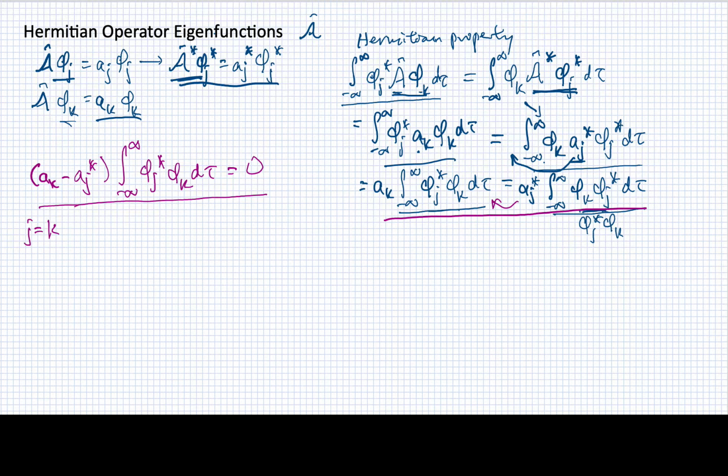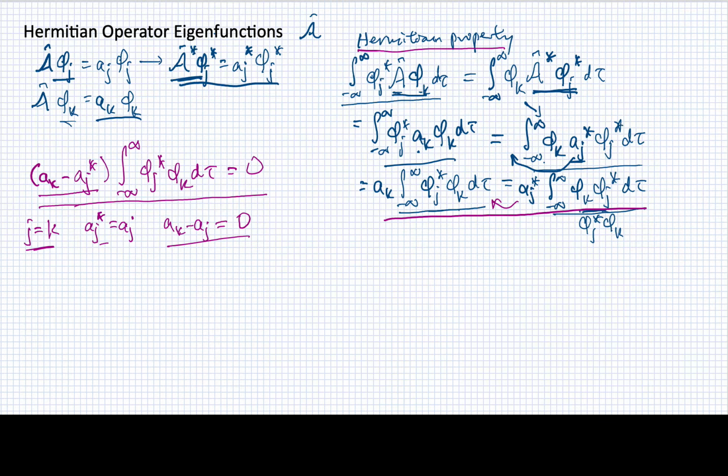Well, since I know that aj star must be equal to aj if it's a Hermitian operator, which we have said that it is up here, then that means that this thing will correspond to ak minus aj, but j and k equal one another, so that must equal 0. So in the condition where j is equal to k, where I'm dealing with the same eigenfunction, this is going to become 0 because it has the same eigenvalues.